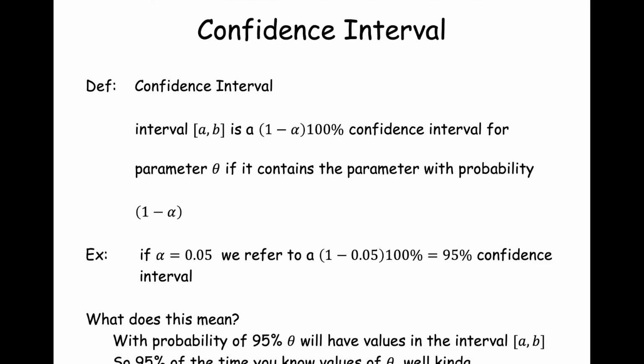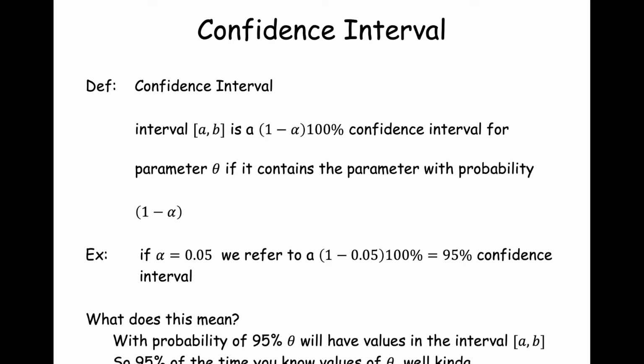So let's continue on. When we last left off, we talked about a confidence interval as being some interval AB. It's a so-called 1 minus alpha times 100% confidence interval for some unknown ground truth population parameter theta if that interval AB, closed interval, contains or covers that parameter with some probability or proportion 1 minus alpha. An example is if alpha is 0.05, we refer to 1 minus 0.05, which is 0.95, multiplied by 100, and that makes it a 95% confidence interval.